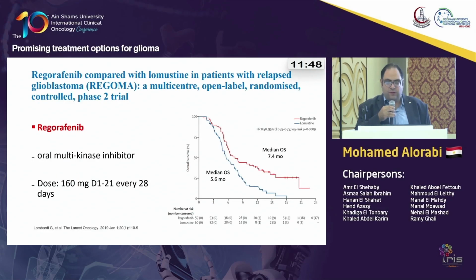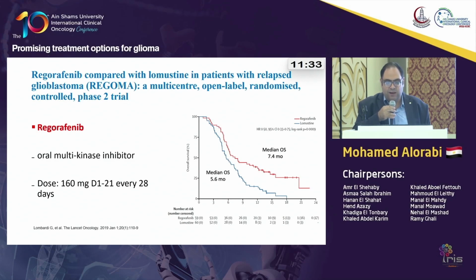Another agent that was used in glioblastoma was regorafenib. For oncologists, they know regorafenib from colon cancer. This is an oral multi-tyrosine kinase inhibitor. Dose is 160 milligrams for 3 weeks and 1 week rest.